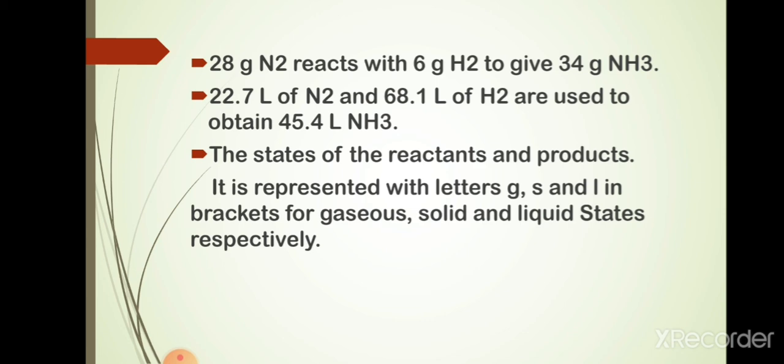Also, we get the information in volumes, that is 22.7 liters of nitrogen and 68.1 liters of hydrogen are used to obtain 45.4 liters of ammonia. And also from the stoichiometric equation, we get the states of the reactants and products. If they are in gaseous form, it is represented as (g) in brackets, and if solid or liquid, it is represented as (s) or (l) in brackets respectively.